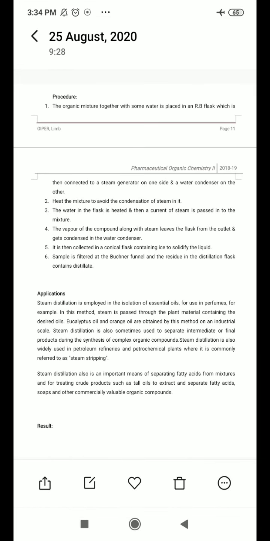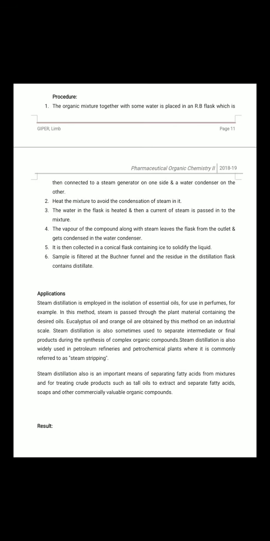Steam distillation is also an important means of separating fatty acids from mixtures and for treating crude products such as tall oil to extract and separate fatty acids, soaps and other commercially valuable organic compounds. It can be used for separating different fatty acid mixtures like soaps, or crude drugs, meaning those extracted from plant material. Plant material means different herbal products can be separated using steam distillation.